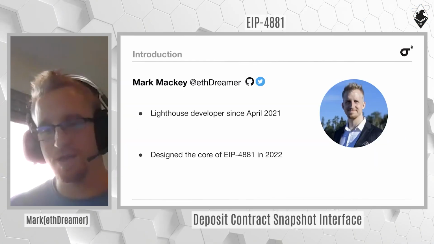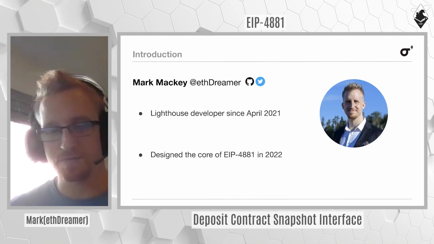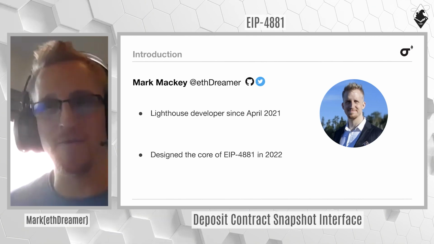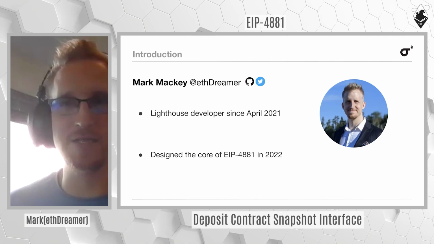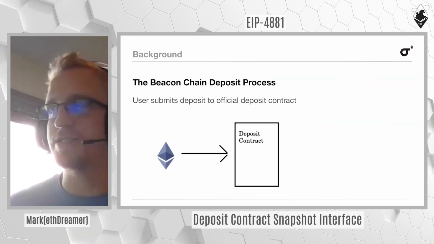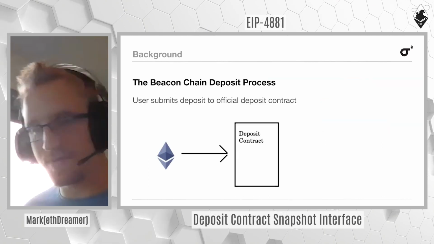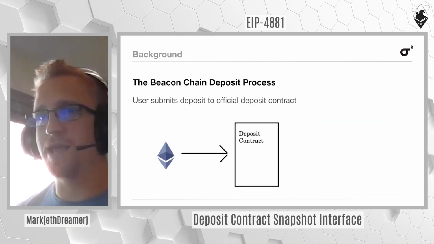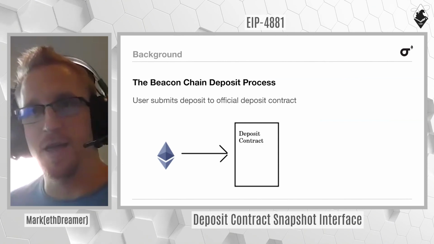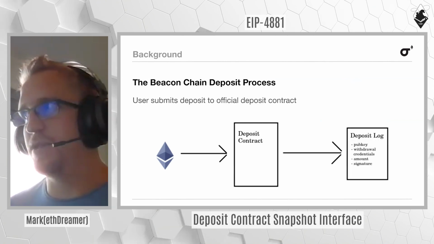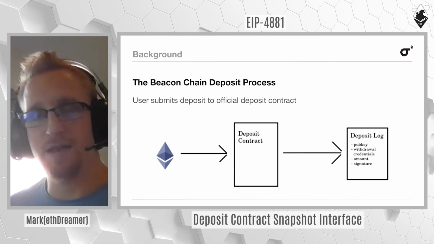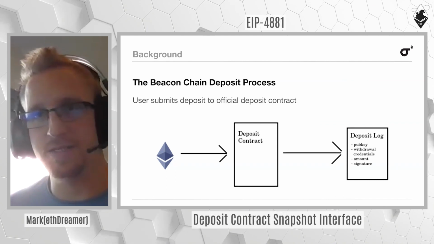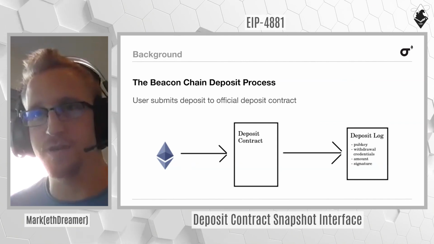Yeah, so before we can get into the EIP, I have to give a bit of background on the Ethereum deposit process. If you've ever wanted to become a validator, the first thing you're going to need to do is to make a deposit to the deposit contract. That will cause the contract to emit what's called a deposit log. The important thing here is that those logs are stored on the execution nodes.